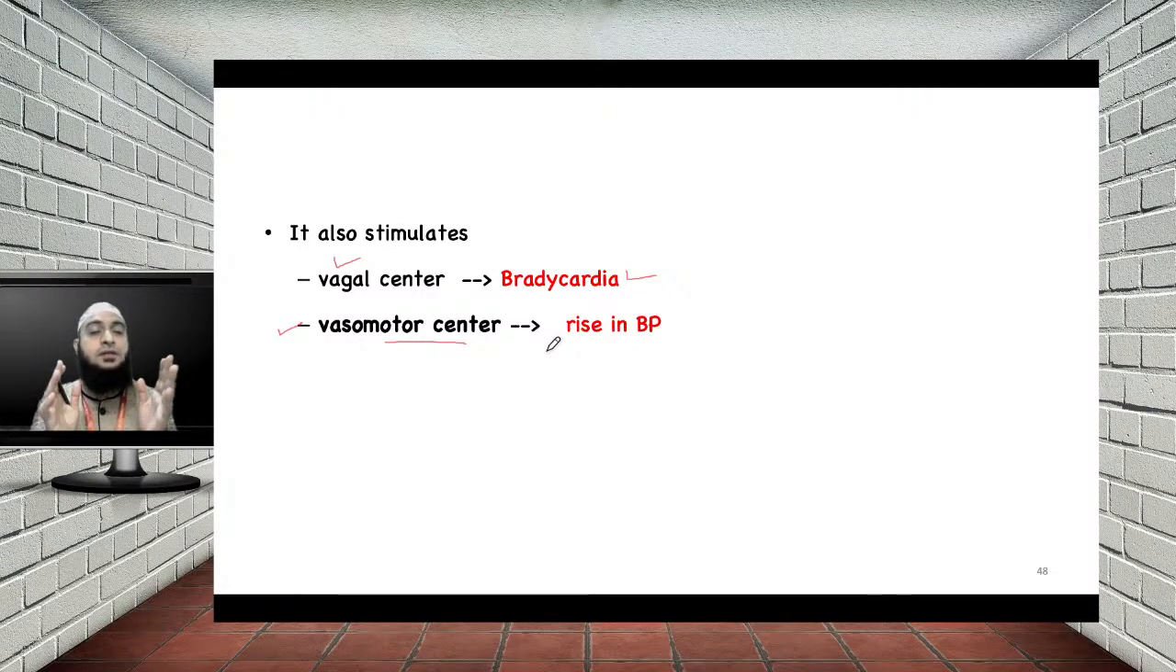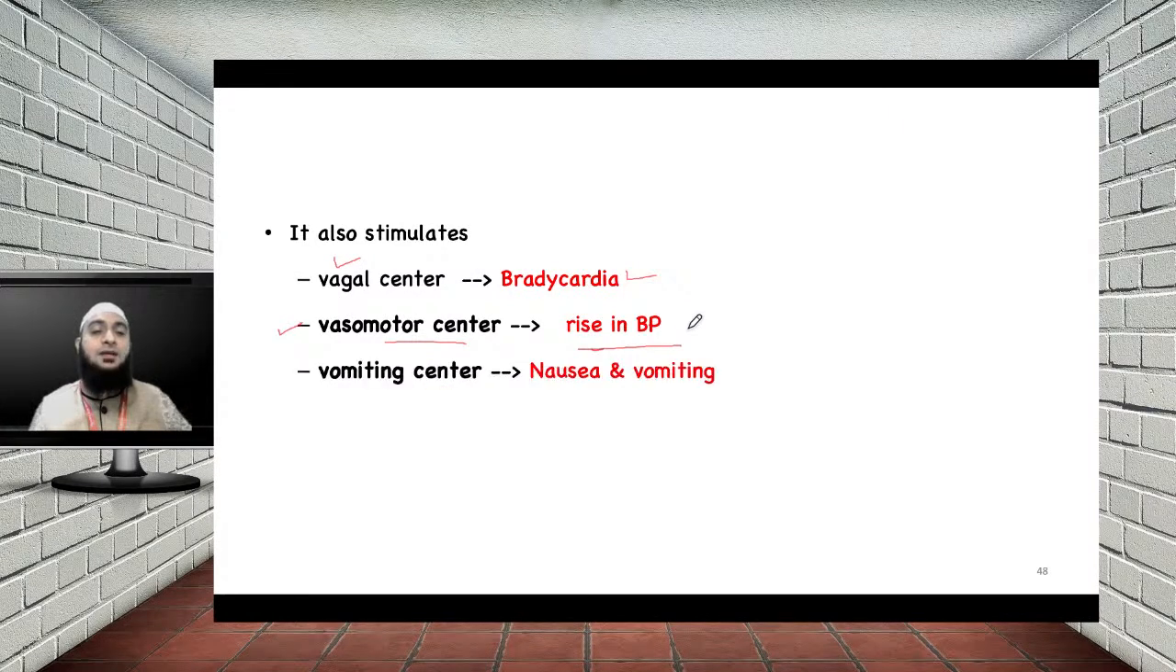and stimulation of the vasomotor center leads to contraction of the blood vessels, whereas inhibition leads to dilatation. Since it stimulates the vasomotor center, it produces contraction of the blood vessels and may lead to a rise in blood pressure. Obviously, when contraction is there, it increases the blood pressure in the patient. So it stimulates the vasomotor center and leads to a rise in blood pressure.